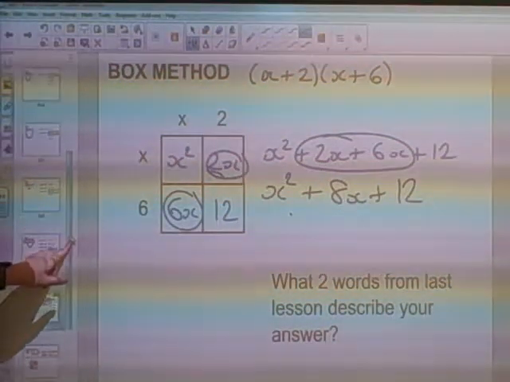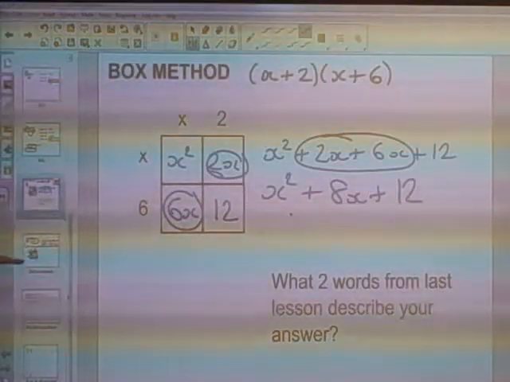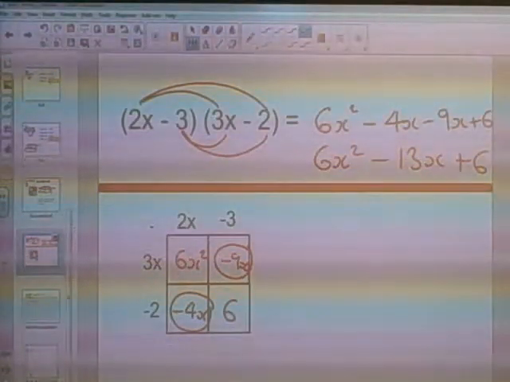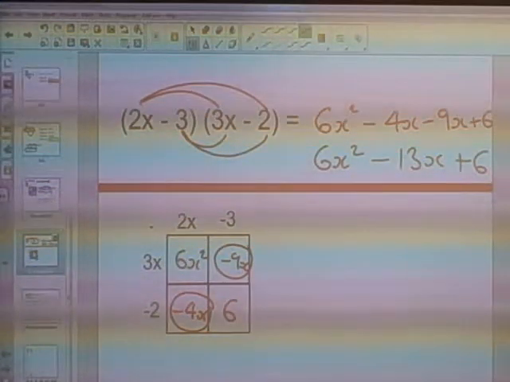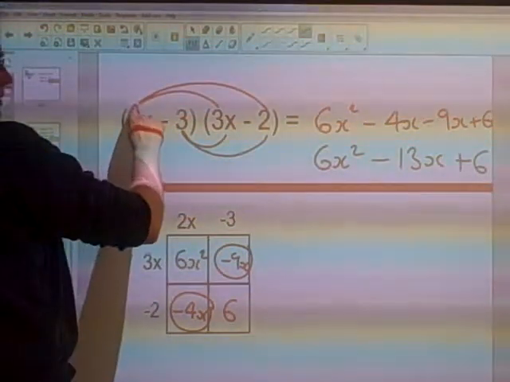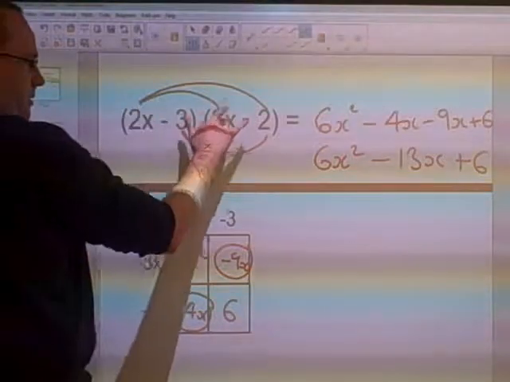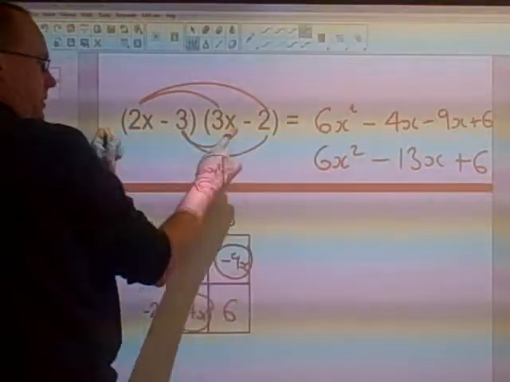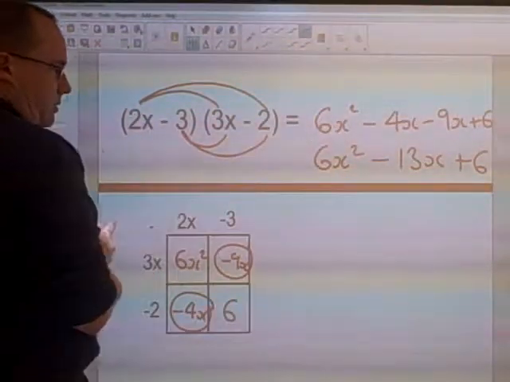Now, let's look at one more question. This one's slightly more complicated. I put 2x and I put 3x in, and I also threw some negatives in here. So I did it by FOIL first of all, so the first 2 terms together, so 2x times 3x, 2 times 3 is 6, x times x, x squared.